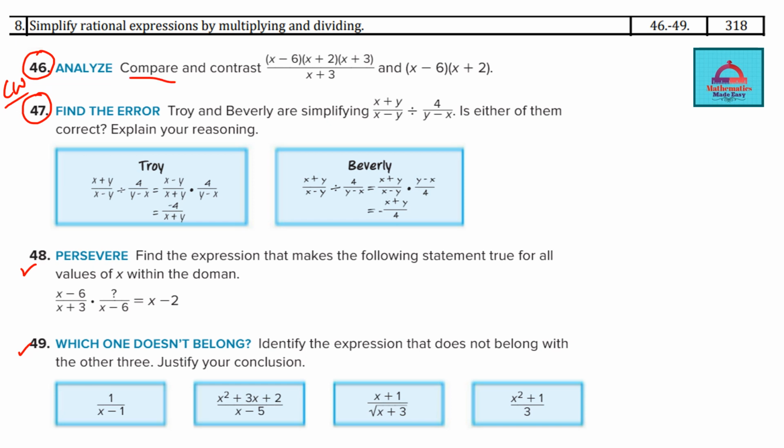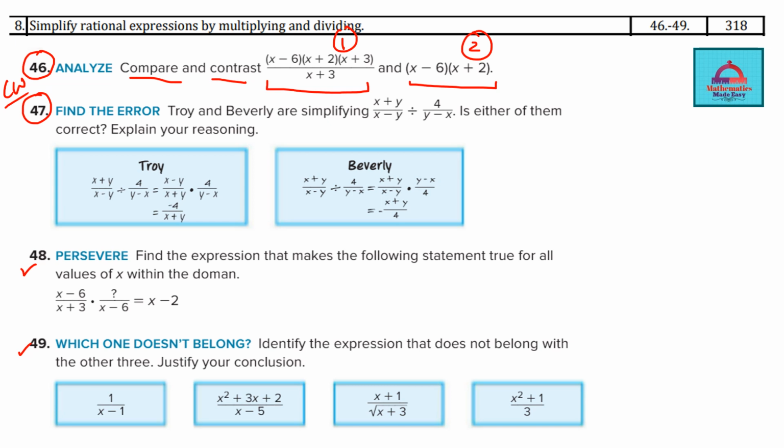Question 46. Compare and contrast. There are two expressions given. One is this. Second is this. So you need to compare them. You need to contrast, which means you have to see what are the differences and what are the similarities, in simple words. Okay, so we'll compare these two expressions.